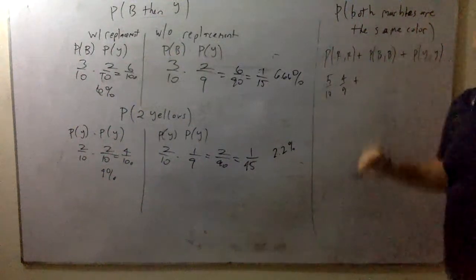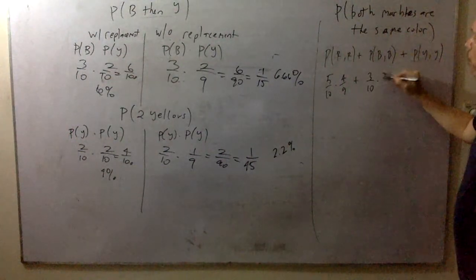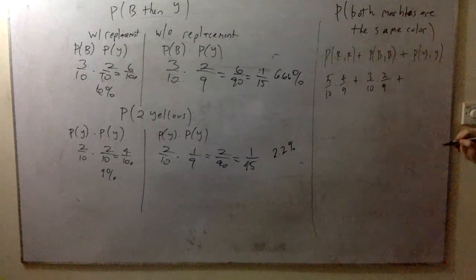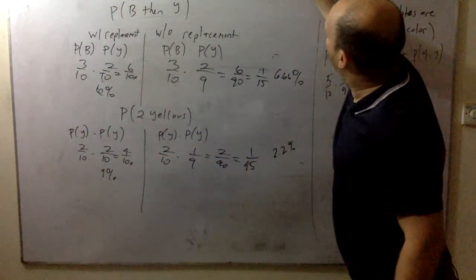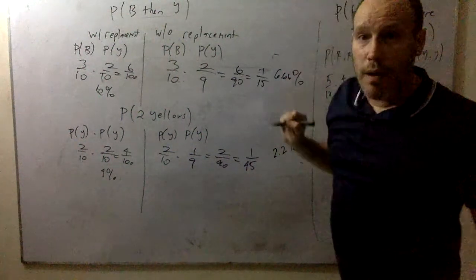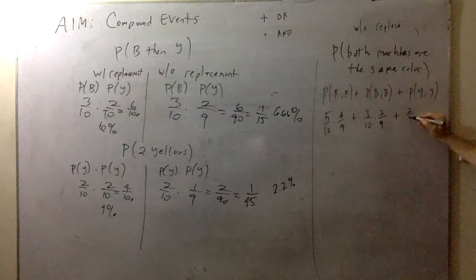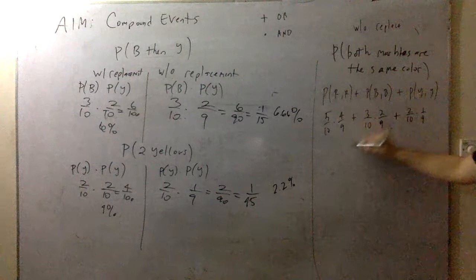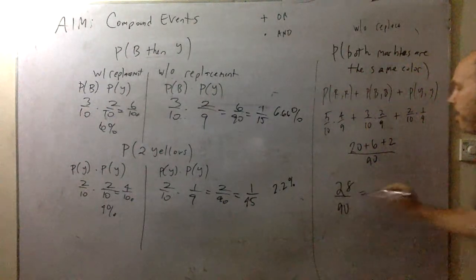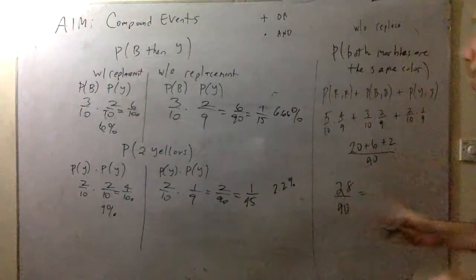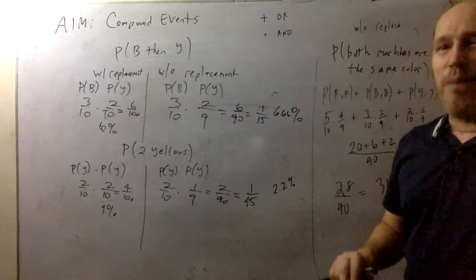Remember, we're not putting that marble back in the bag. Or we have blue: 3 over 10 times 2 over 9. Or, you notice I put the plus for or, multiplication for and. Yellow and yellow: 2 over 10 times 1 over 9. So we have 20 plus 6 plus 2 over 90. 28 over 90 is equal to 31%. There's a 31% chance that if you pick 2 marbles out of the bag, both of them are going to be the same color.